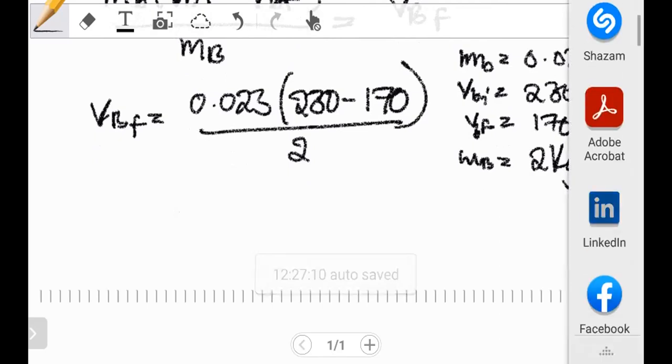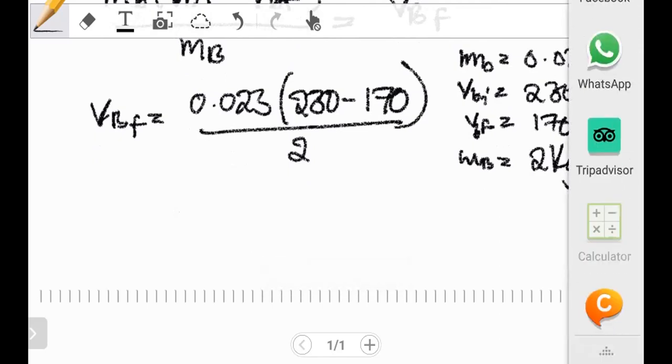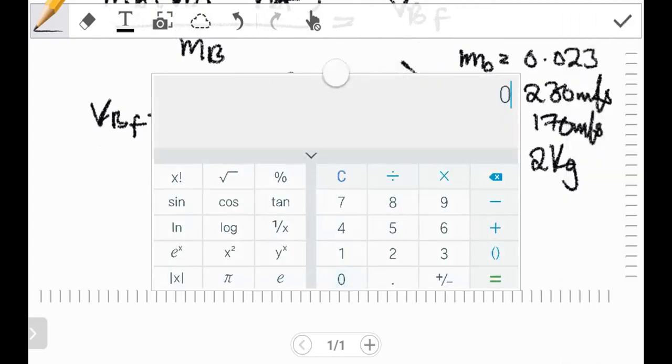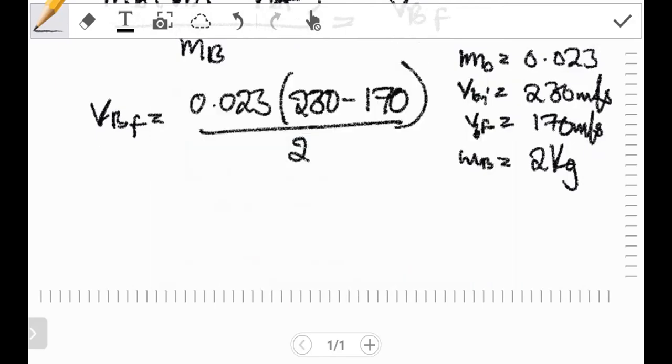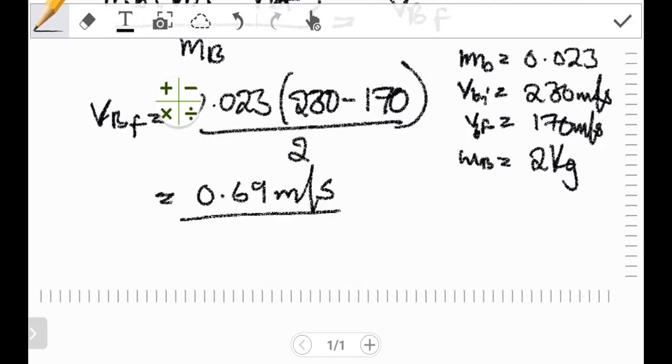Okay, so if I just work it out here as well. That's 0.023, and then we have 230 minus 170. Okay, so this gives us that, then divided by 2. Okay, 0.069. Okay, that's exactly what we expect. So that is 0.69. Never forget the units, that's velocity, so this is meters per second. Okay, as expected. Nice. So thumbs up if you did manage to find it as well.